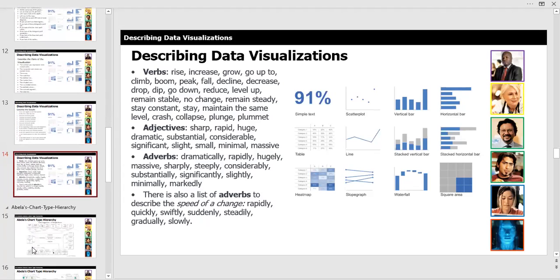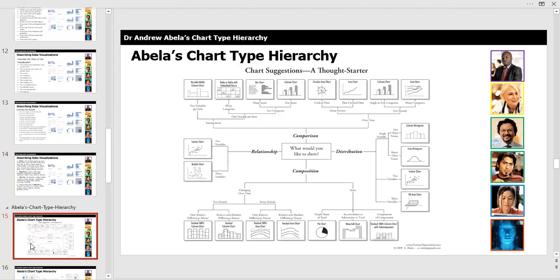We're going to go a little deeper here. There's a great tool, I think, Dr. Andrew Abela's chart type hierarchy. It was put together to help you decide what type of visualization to use based on answering the question, what would you like to show? It's organized around four categories of things that you might show: comparison, distribution, composition, and relationship.